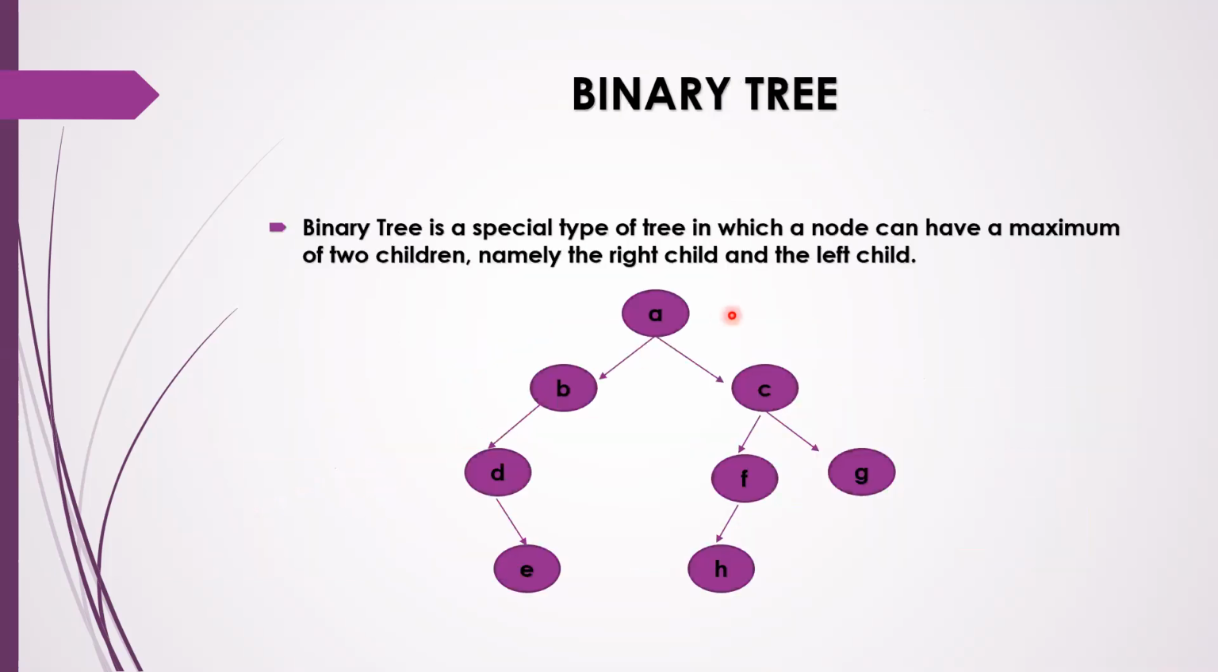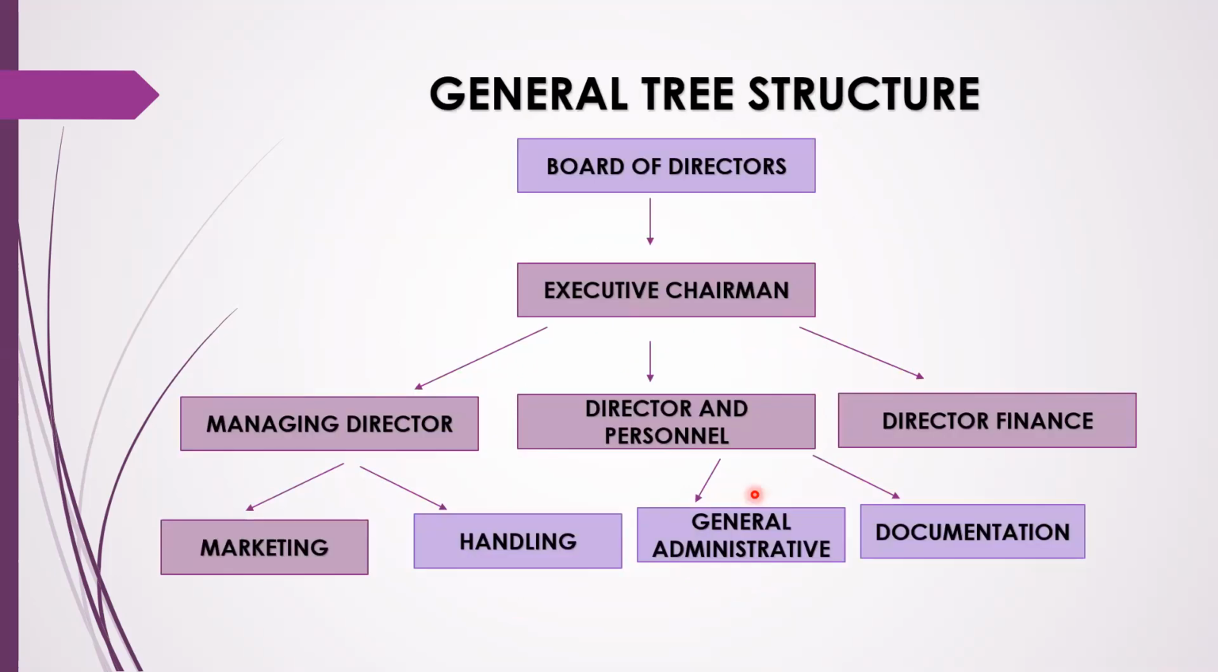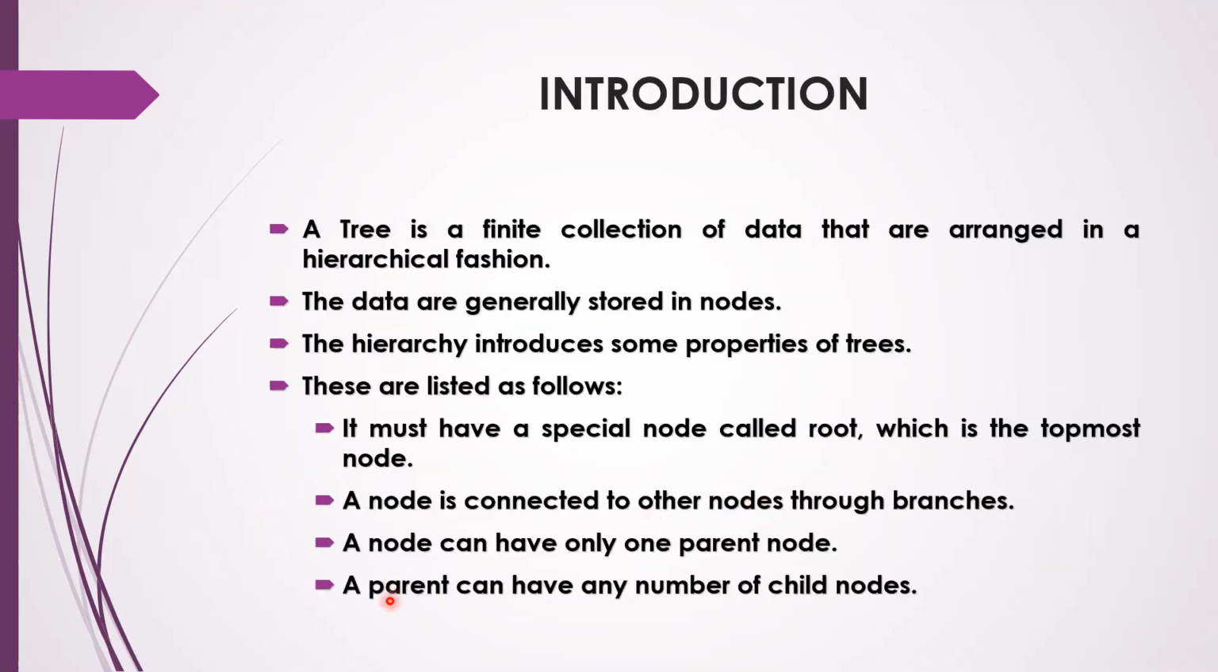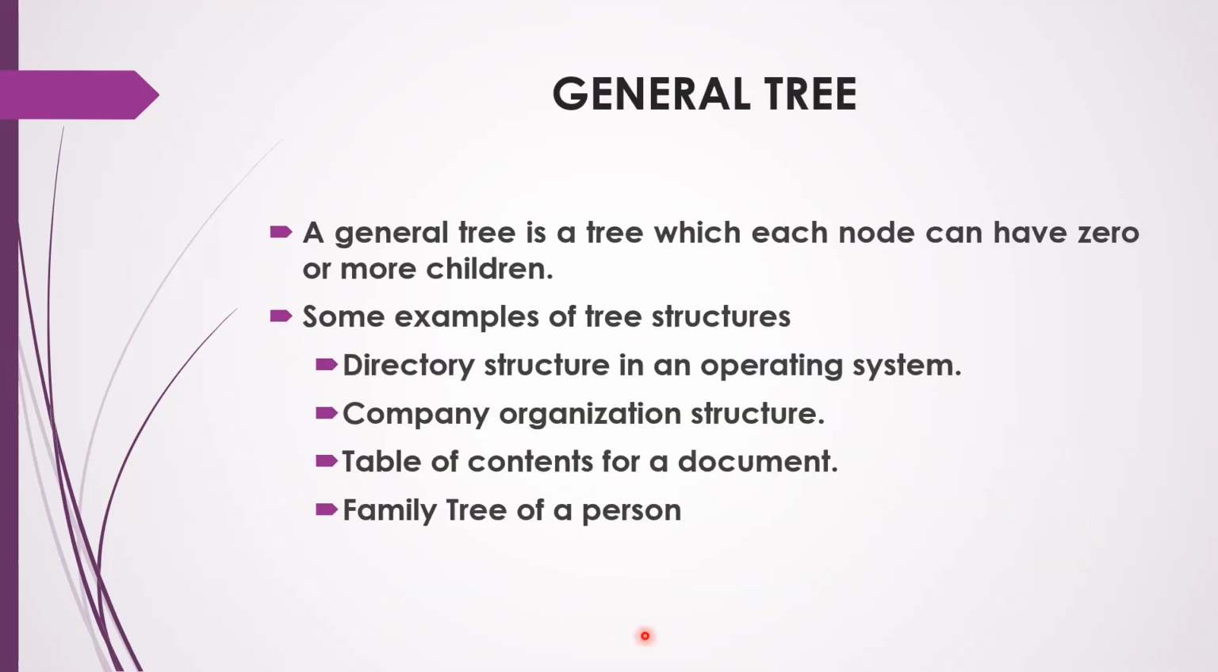Similarly, B's parent is A, C's parent is A, D's parent is B, F's parent is C, G's parent is C, E's parent is D, and H's parent is F. So H does not have a parent other than F. It is only connected with F. That is a unique feature of a tree. A node can have only one parent node. A parent can have any number of children nodes.